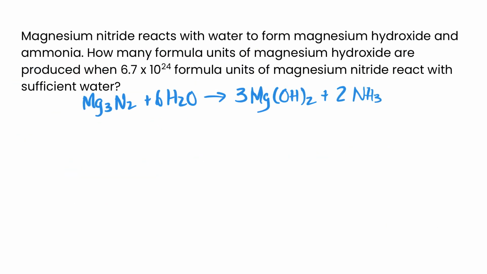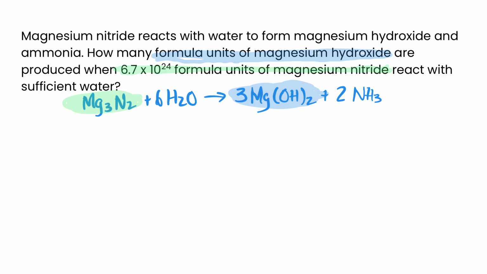The last example I have then, we've got the exact same reaction again. This time it's asking how many formula units of magnesium hydroxide. So let's highlight that there. Magnesium hydroxide's here. And you see we're using the word formula units. Basically it means molecules here, but because it's an ionic compound, that's why we're using the word formula units. And then our other given information is that we have 6.7 times 10 to the 24 formula units of magnesium nitride. Okay, so I've highlighted them both.